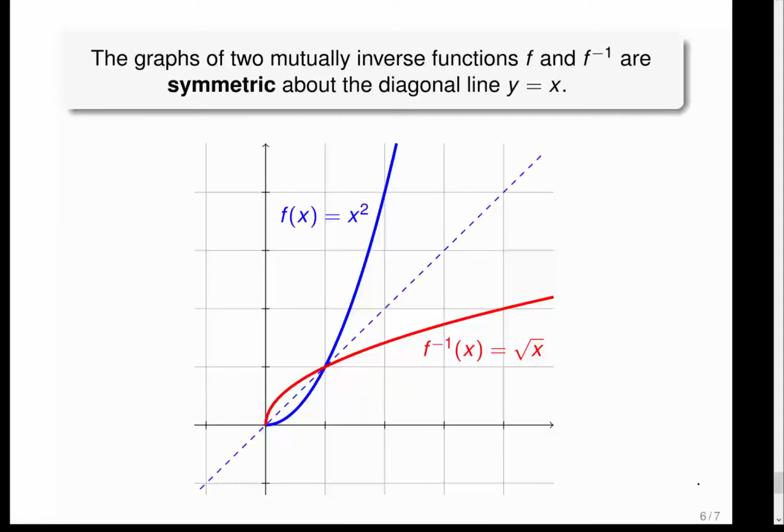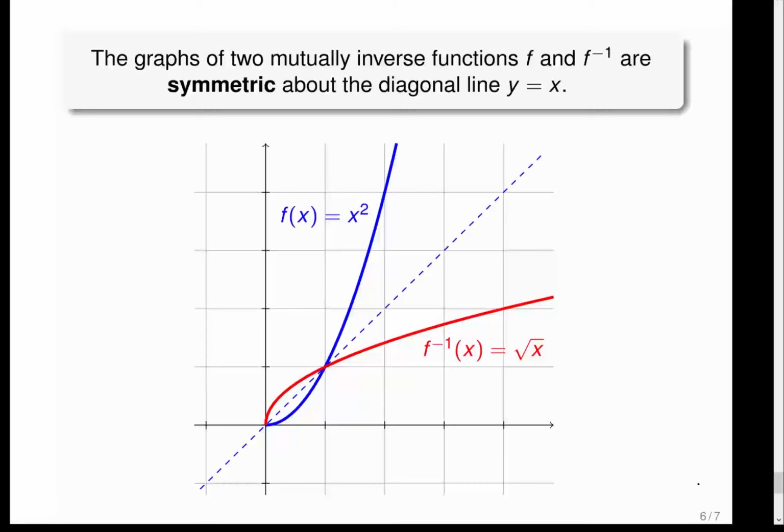Here's another important fact. The graphs of two mutually inverse functions are symmetric about the diagonal line y equals x. That means if you can sketch the graph of the original function, f of x equals x squared, taking into account its restricted domain, then all you have to do is reflect this curve about the diagonal line y equals x to obtain the graph of its inverse function. This can be a useful thing to know for graph sketching, since if you know how to sketch just one function from a pair of mutually inverse functions, you'll know how to sketch the other.